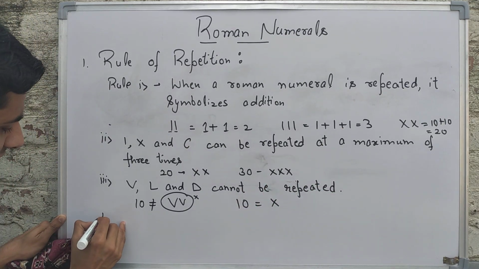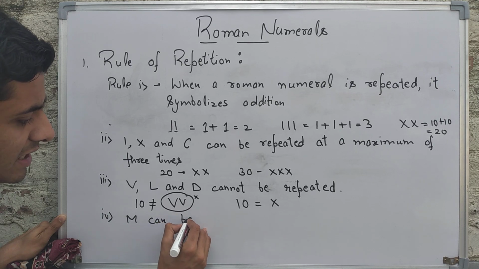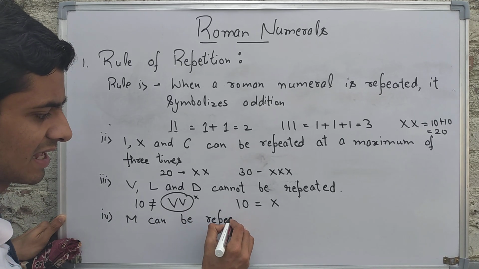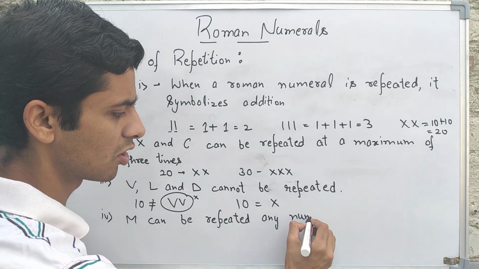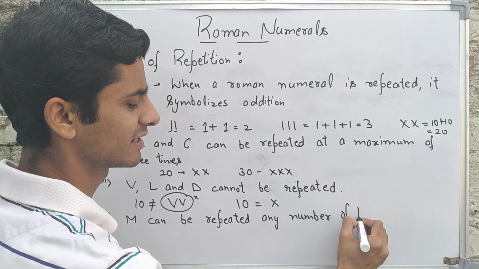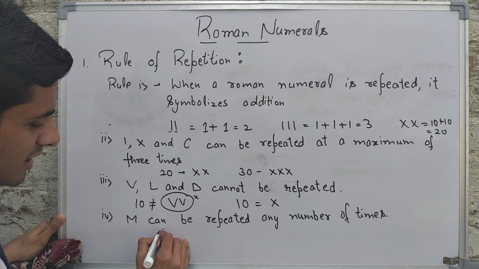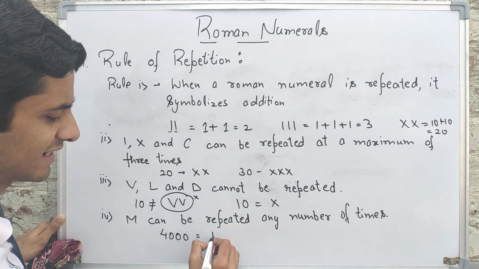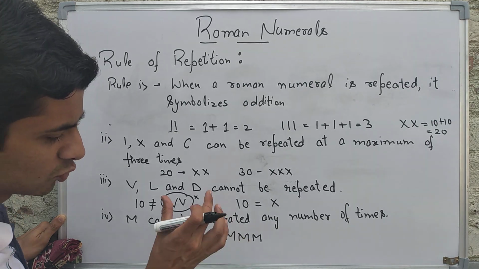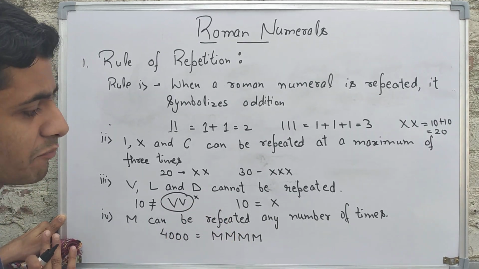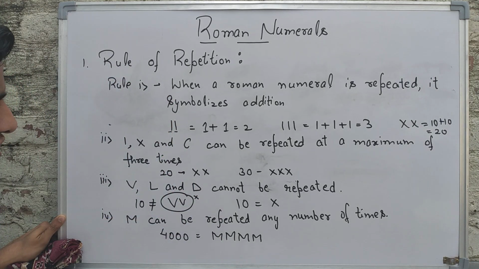What does the fourth rule say? It says that M can be repeated any number of times. What does M stand for? M stands for 1000. If you want to write 4000, you can write M 4 times also. It doesn't matter that you have to limit yourself to 3 times only. M can be repeated any number of times. So this was the first rule, that is called rule of repetition.